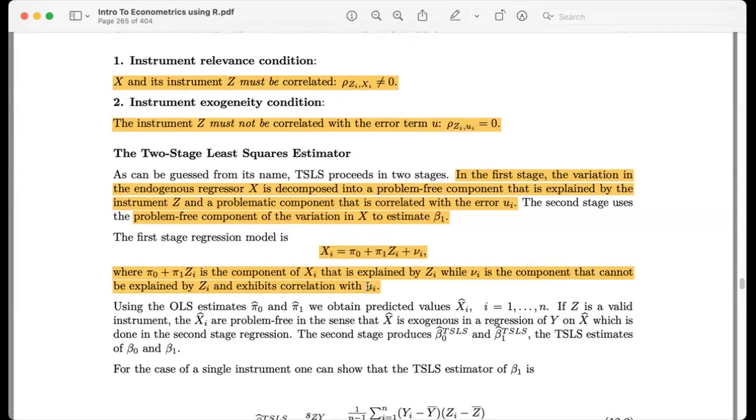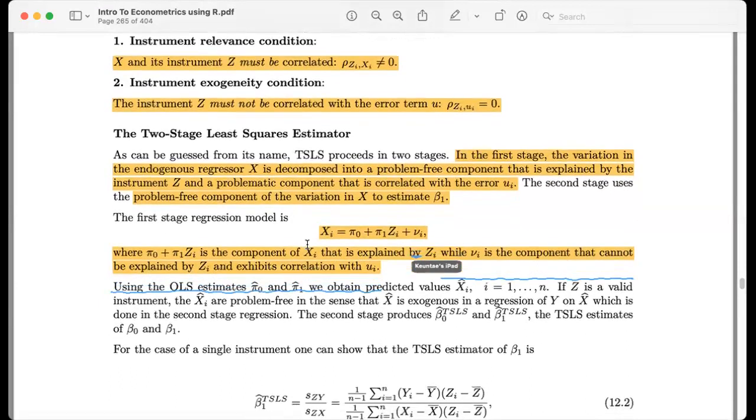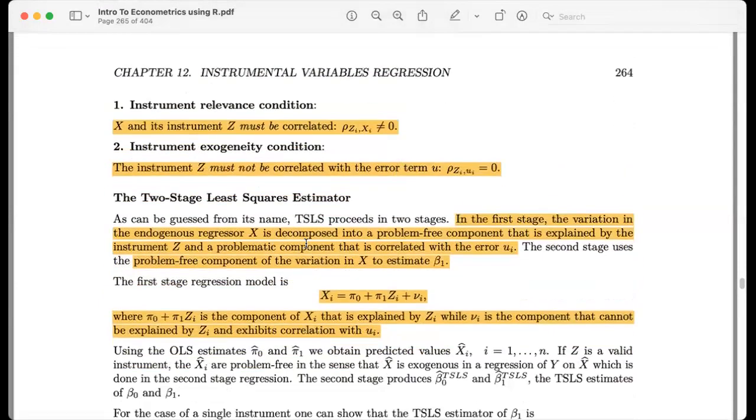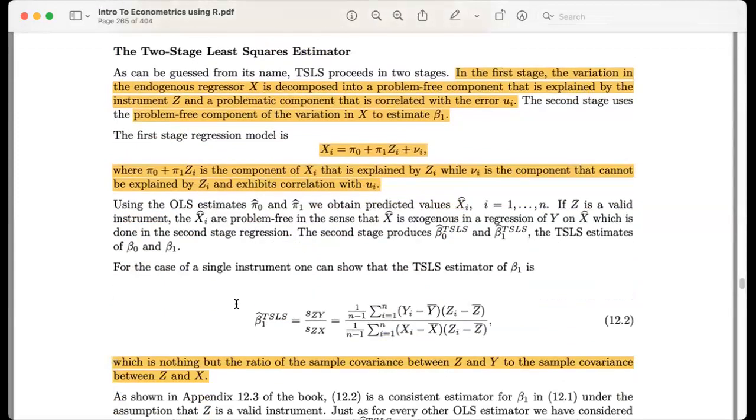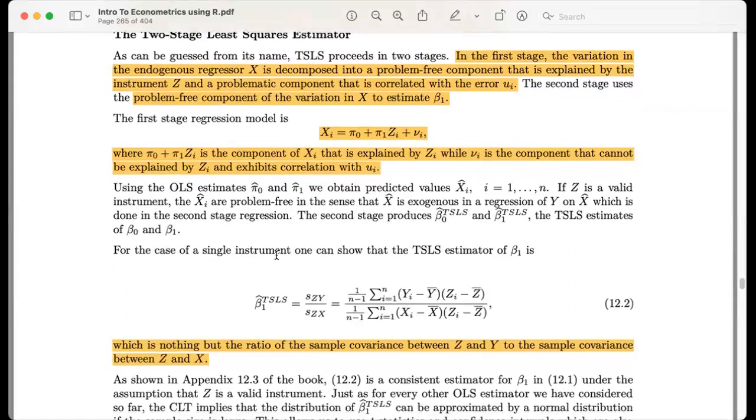Once we get the estimates from the first stage, we obtain the fitted values for the x that we obtained from the first stage regression. Then we use those fitted values for our second stage. We regress y on those fitted values. So basically that's the mechanism. In the second stage, this is what we are going to estimate. The second stage produces beta_0 and beta_1.